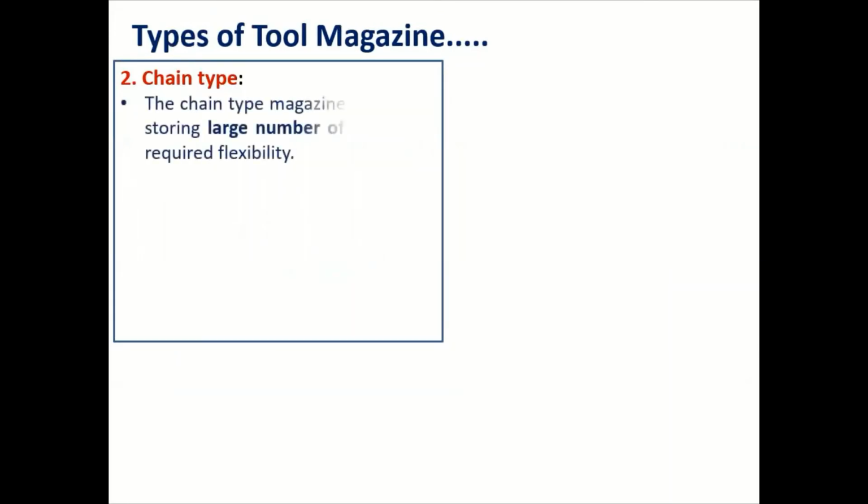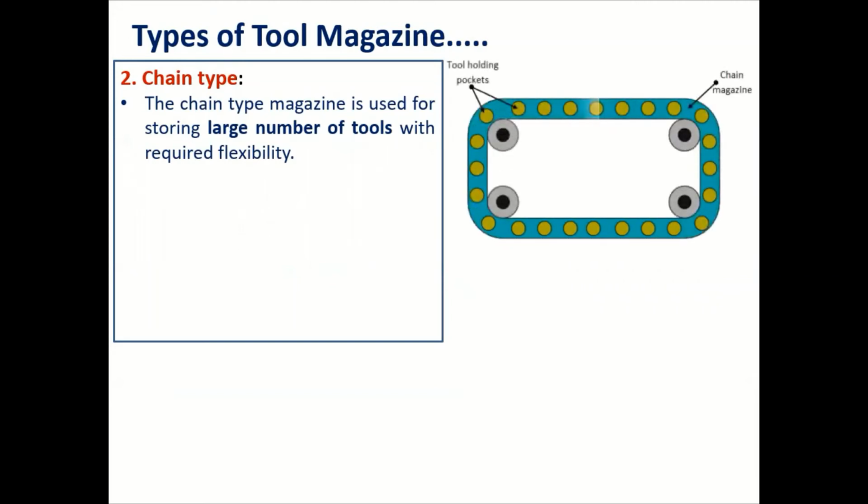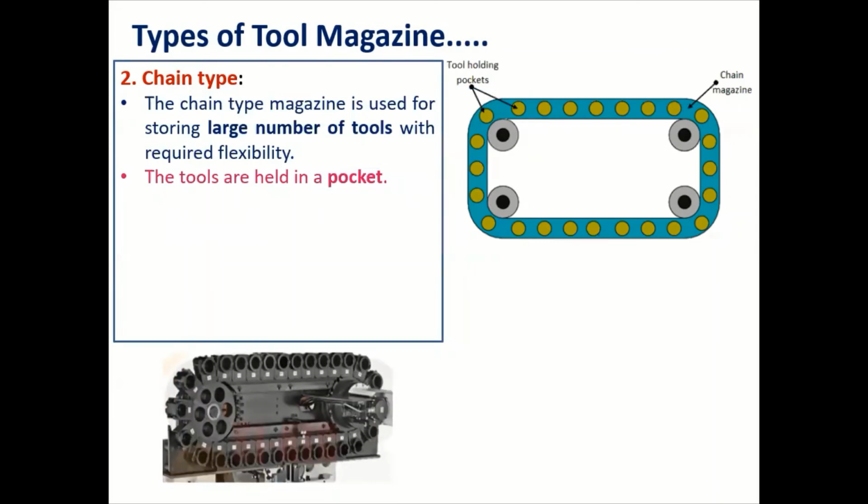In the chain type, the chain type magazine is used for storing a large number of tools with the required flexibility. You can see in the diagram, this is a chain magazine, and over that there are tool holding pockets. Over that we can locate a number of tools. You can see in this diagram also, this is the pocket, over which the tools can be located.